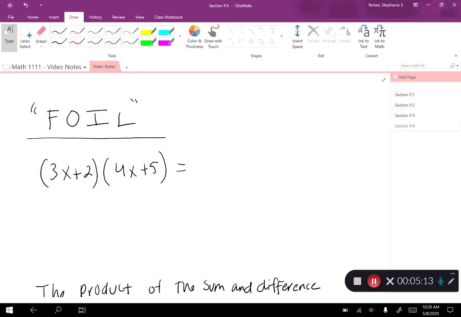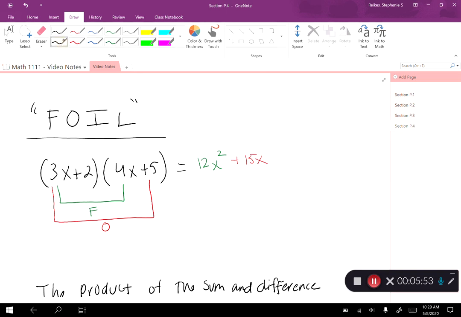Next, let's look at foiling, something I've mentioned in the previous video. Foiling is an acronym for helping us multiply, and it stands for first, outside, inside, and last. And that's how we're going to do this example multiplying. Starting with F, 3x times 4x is 12x squared. Next is outside. So that's the 3x and the 5, that's my O. So 3x times 5 is positive 15x.